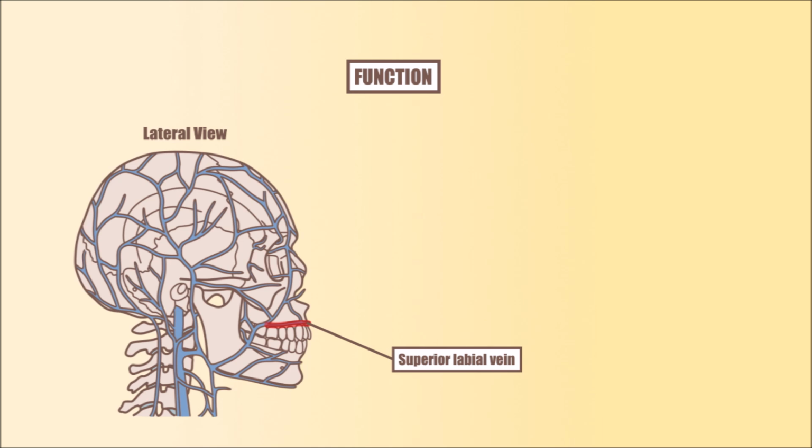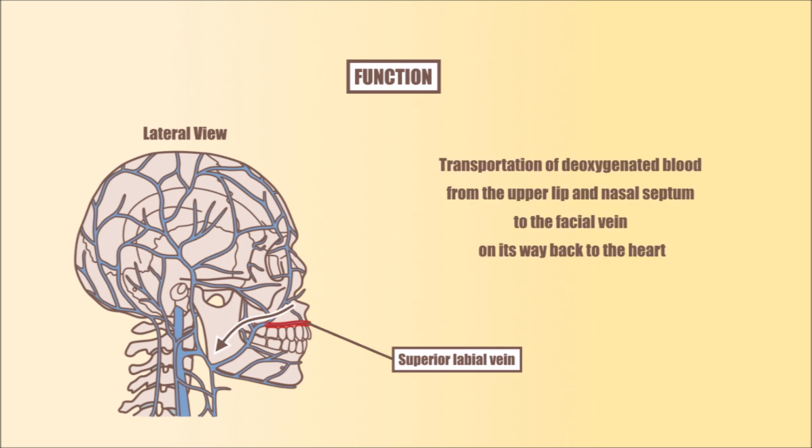What is the function of this vein? This vein primarily functions in the transportation of deoxygenated blood from the upper lip and nasal septum to the facial vein on its way back to the heart.